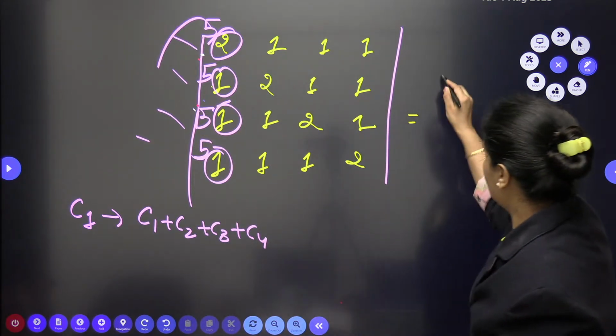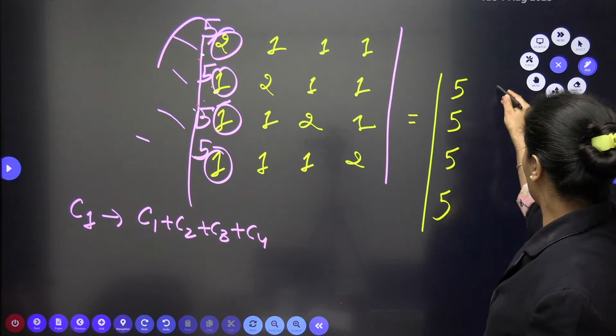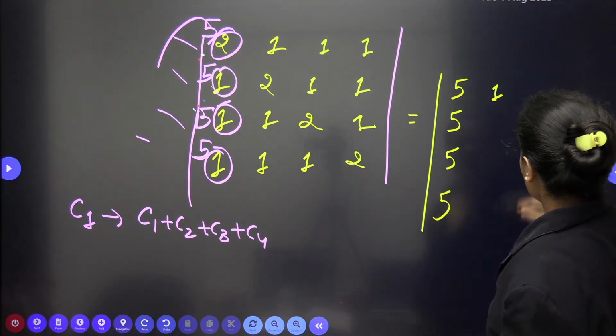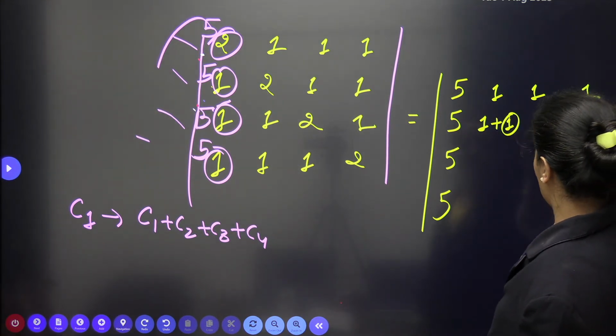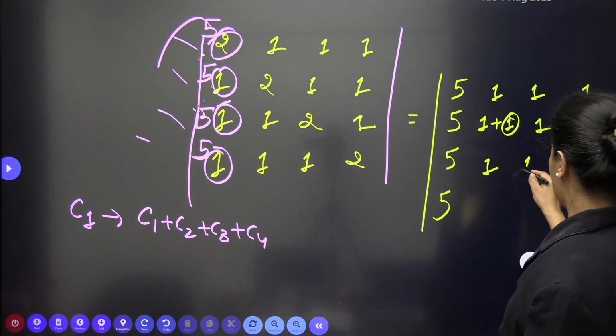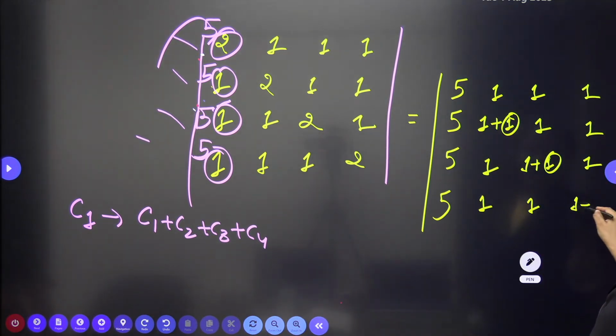So now what I can do, as I told you, my new matrix will be this one. This is 1, this is 1 1 1. This 2 I can write down as 1 plus 1, with that one this is same. This 2 I can write down as 1 plus 1. This is 1 1 and 1 plus 1.